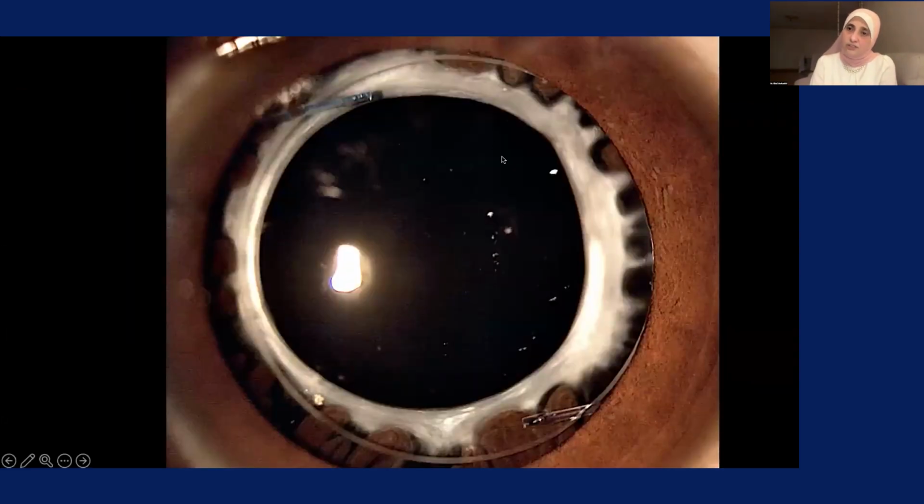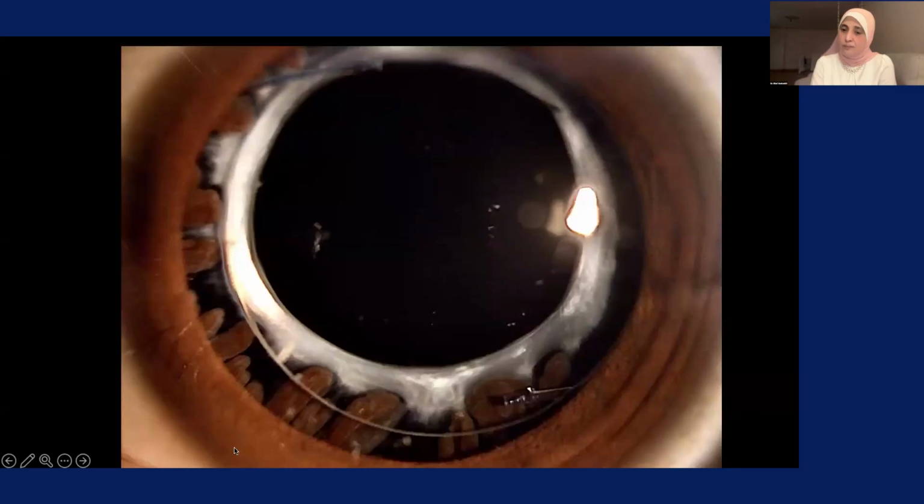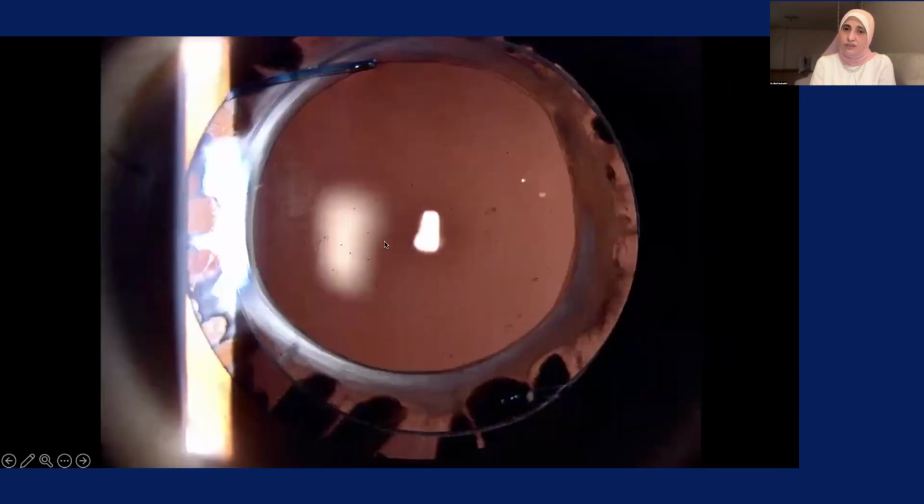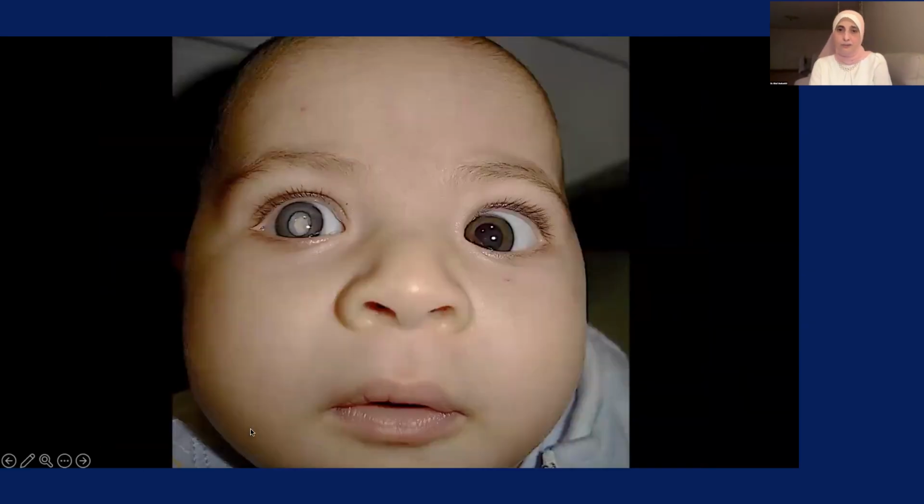This is an eye years after surgery with secondary IOL implantation in the sulcus. You can see the fibrotic ring and you can see clearly the ciliary processes. And here again, red reflex with clear visual axis, and these are the ciliary processes.